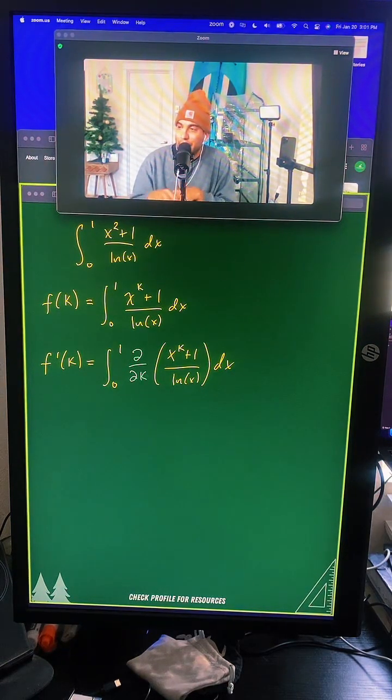Someone said integration by parts. Trust me, integration by parts will not work here, but let's continue. Okay, so I'm going to take the partial derivative.